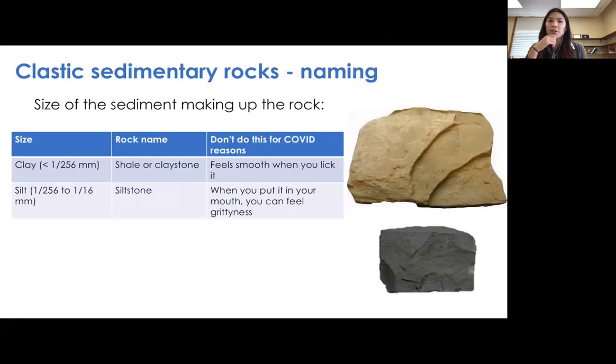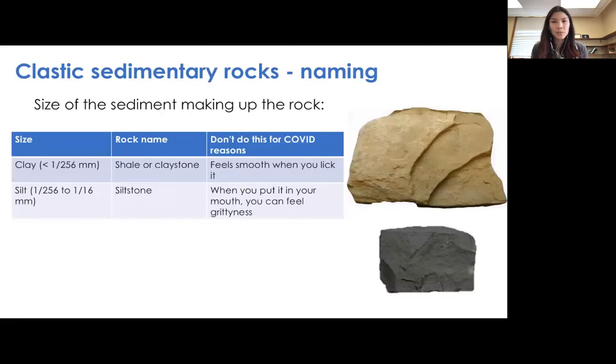The differentiation between clay and silt in terms of feeling it and putting it in your mouth is that the silt starts to feel gritty. So again, if you take a pile of silt and you rub it between your fingers, you're going to start to feel some grittiness. And when you put a siltstone into your mouth, you can start to feel some grittiness of the rock. It no longer feels smooth like the claystone. Again, I would not recommend doing that right now, especially if you are sharing rocks.